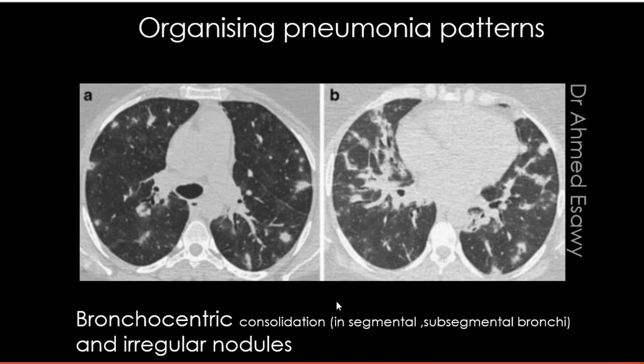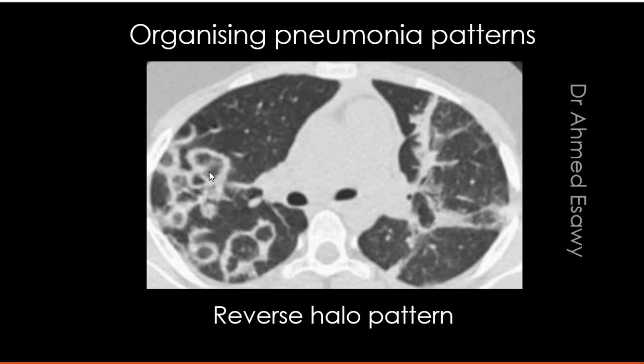Bronchocentric consolidation. In consolidation, we talk about a white area that totally obscures the bronchovascular markings behind it. Bronchocentric means involving segmental and subsegmental bronchi, with irregular nodules. This is the organizing pneumonia pattern. The reverse halo pattern, seen in organizing pneumonia in classic COVID-19, is a lucent or hypodense area surrounded by a white or dense rim.